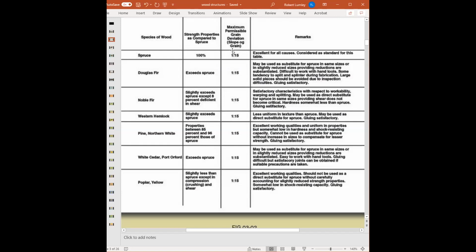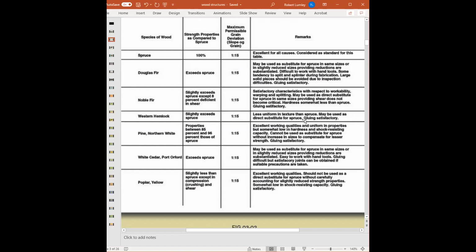Let's say you are taking your airframe oral and practical, specifically the practical project. You might be asked, could you find an acceptable substitute for Sitka spruce to be used in an aircraft? This you would want to find in the AC 43.13. Then you could look down and say, well, let's see, Douglas fir. It exceeds spruce, and it says right here, may be used as a substitute for spruce in same sizes or slightly reduced sizes. So, yep, I could use that one.